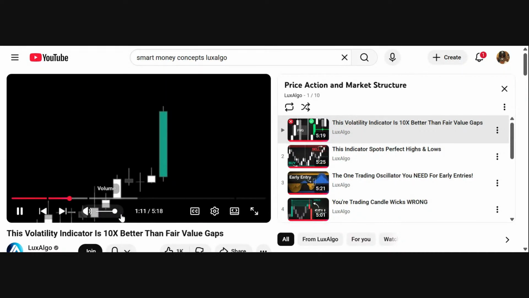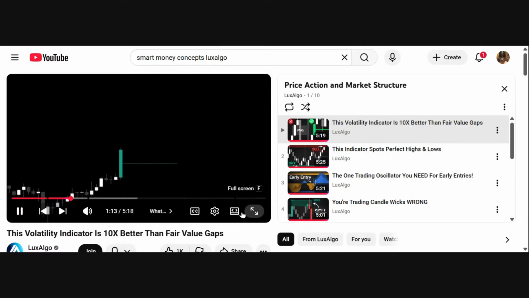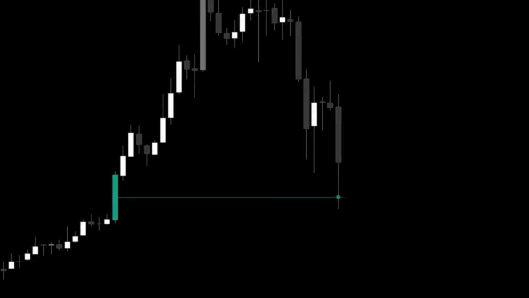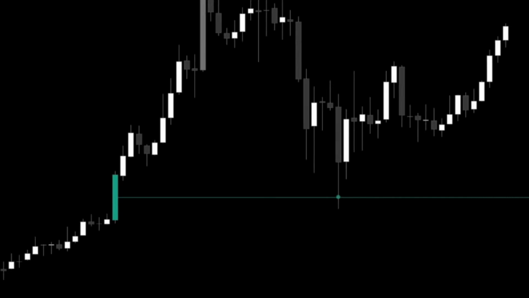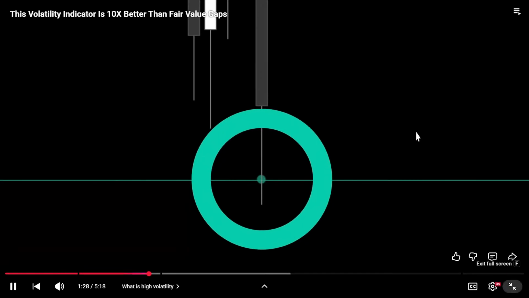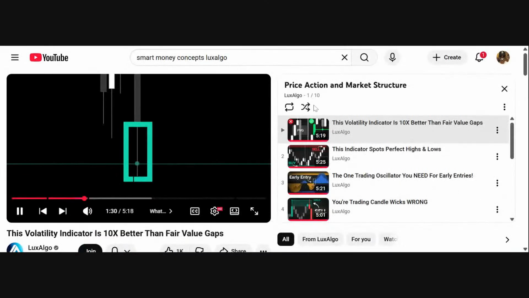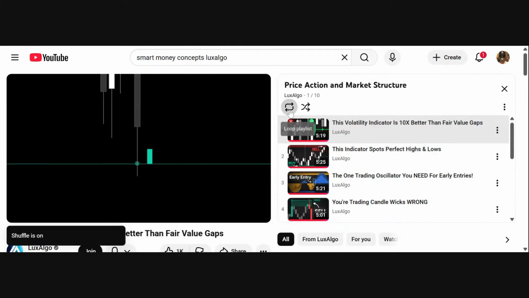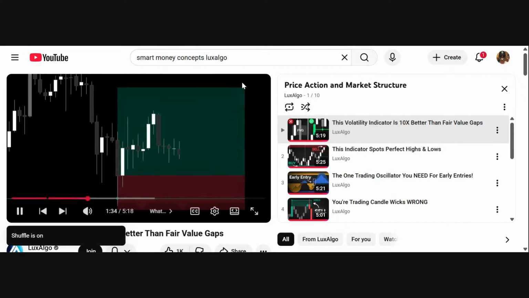But it doesn't stop there. The indicator also marks the midpoint by default of each high volatility candle, automatically drawing horizontal levels that act as potential support or resistance zones. Zoom in on those levels and you'll spot something subtle but powerful. Small circles that occasionally appear when price taps into a zone, but doesn't close beyond it. This wick rejection is a key signal. It suggests the level is holding, and it's often the perfect moment to consider a trade.